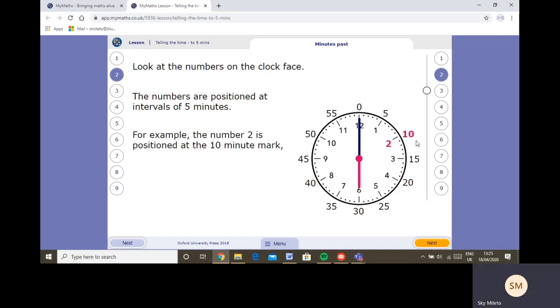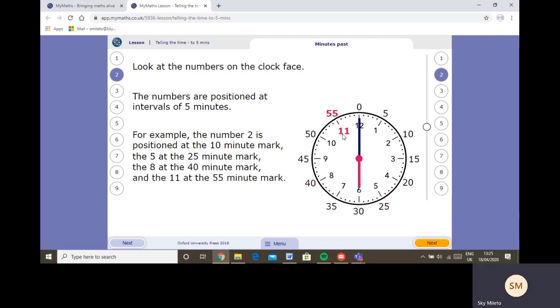So the number 2 is positioned for the 10-minute mark as an example. The 5 is positioned at the 25-minute mark. What about the 8? How many minutes are at the 8 mark? Tell whoever you're with, or tell yourself, or tell the screen. 40. If you got the answer 40, well done.